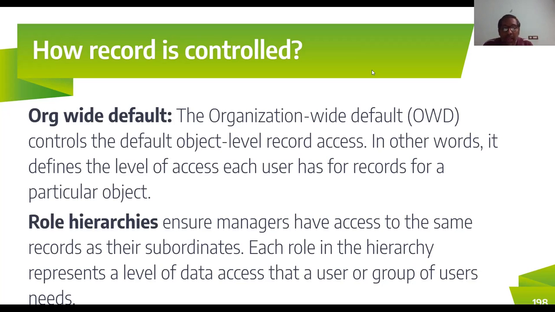Each role in the hierarchy represents the level of data access that the user or a group of users needs. So in the hierarchy, each and every level should know the level of data access that the user or a group of users requires, right?